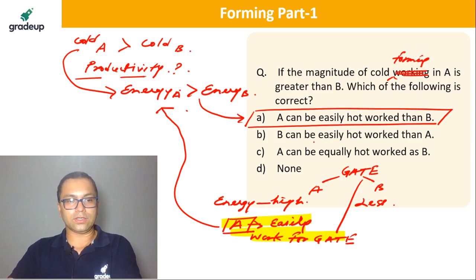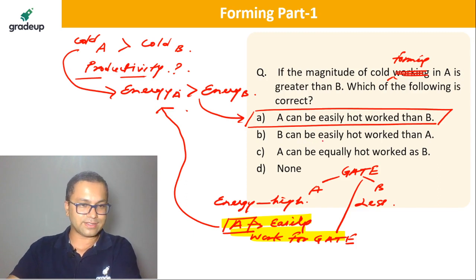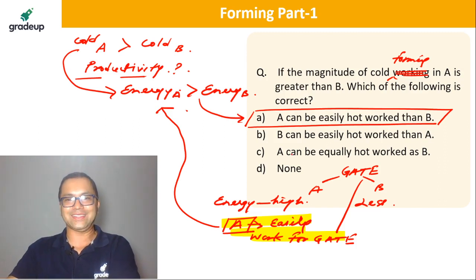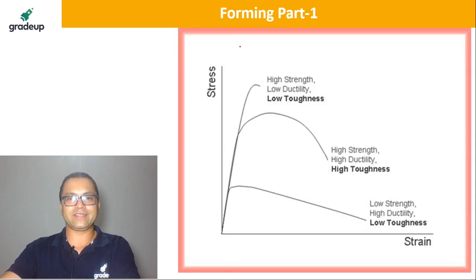More the strength will be more. Ajit, what is the statement? So A is cold worked, all right? More the strength will be more. What is the meaning of that? I could not understand it. Okay, Ajit, if you can give me a better analysis, okay?